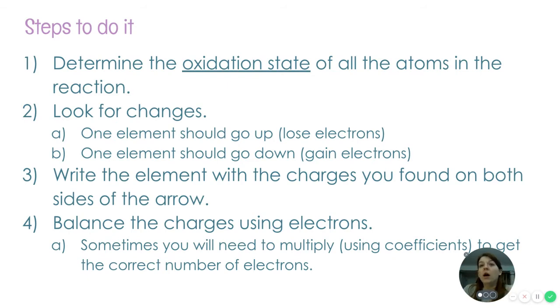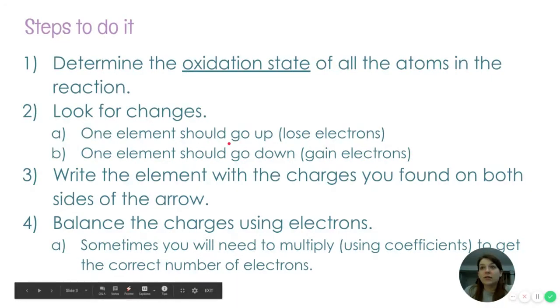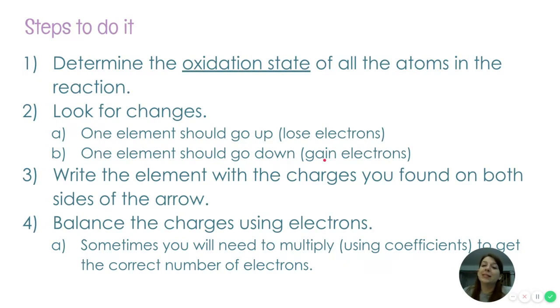So the guy who's losing electrons, you should remember, is being oxidized. The one who is gaining electrons is being reduced. Now, we're going to write that element on both sides of the arrow. We're going to put the charges with that. And then what we're going to do is balance with electrons.